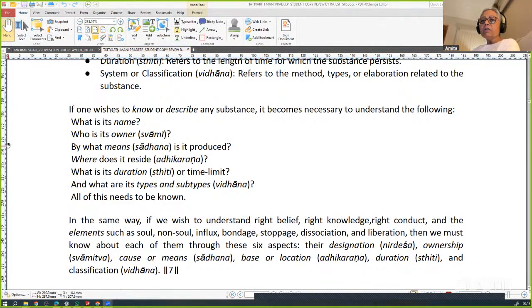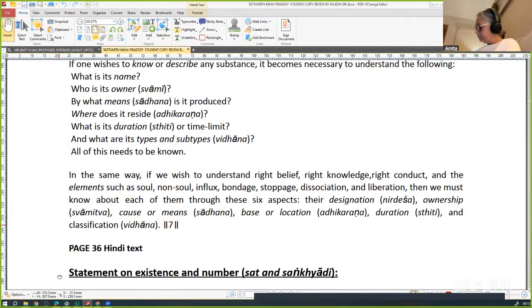What is its duration, sthiti, or time limit? And what are its types and subtypes, vidhan? All these need to be known. In the same way, if we wish to understand right belief, right knowledge, right conduct, and the elements such as soul, non-soul, influx, bondage, stoppage, dissociation, and liberation, then we must know about each of them through these 6 aspects: their designation, nirdesh, ownership, swamitva, cause or means, sadhana, base or location, adhikaran, duration, sthiti, and classification, vidhan.